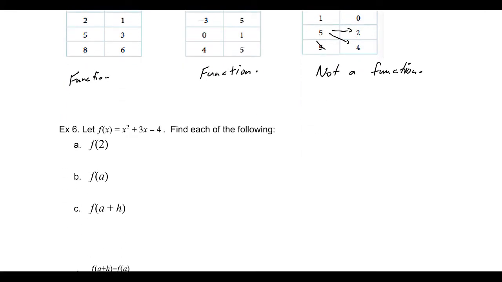All right, example 6. Find each of the following based on this function. F of x equals x squared plus 3x minus 4. So we're going to find f of 2. F of 2 is going to be x squared, so 2 squared plus 3. In this case, our x is 2. Minus 4. So that is 4 plus 6 minus 4. So this means that f of 2 equals 6.